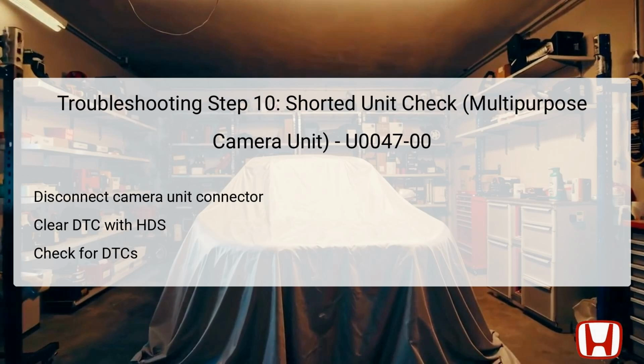Next, we're focusing on the multi-purpose camera unit, a potential contributor to the DTC U0047-00 when it experiences a fault. Ensure that the vehicle is turned to off before proceeding any further.